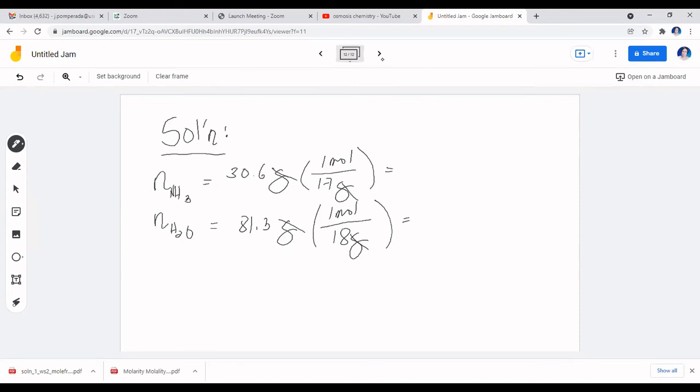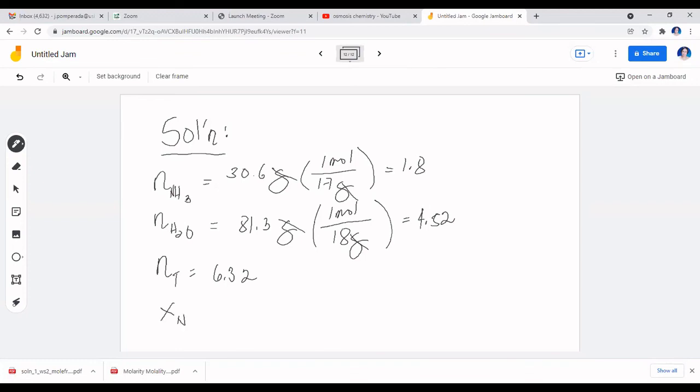So the 1.8 is for the ammonia, and this one is for the water. So the total number of moles is the sum of these two. So you will have 6 point, this is 5 plus 3, 2, right? Then you can determine now the x.